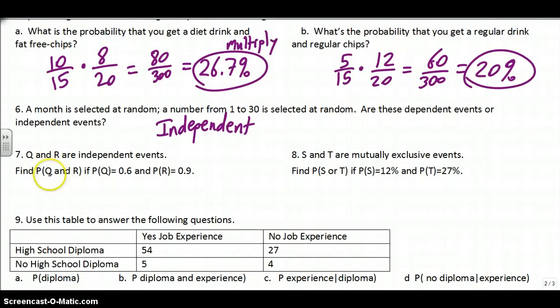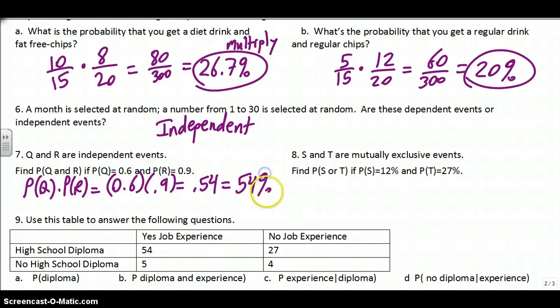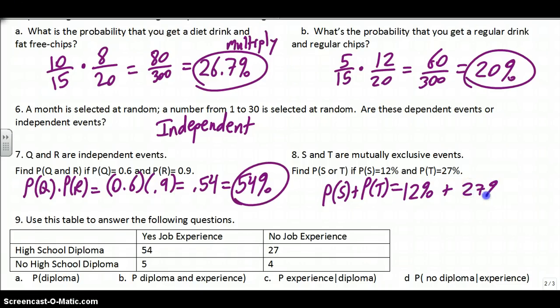Okay? Q and R are independent events. Well, if they're independent, then that means probability of Q and R is just the probability of Q times the probability of R. You're just going to multiply them. So you take 0.6 times 0.9, and you get 0.54, which is 54%. S and T are mutually exclusive, means they can't happen together. So there is no overlap. So when I go to find probability of S or T, I can just go ahead and add their probabilities because there's no overlap. So 12% plus 27% is 39%.